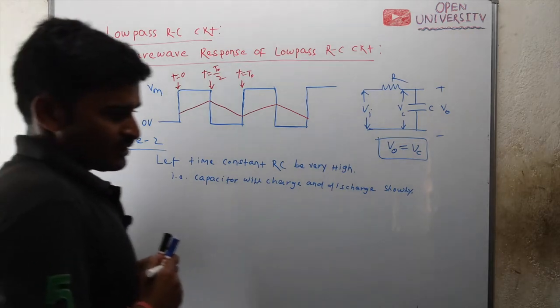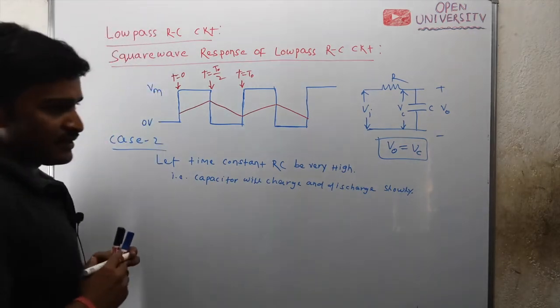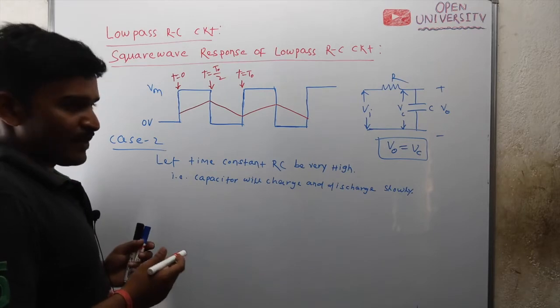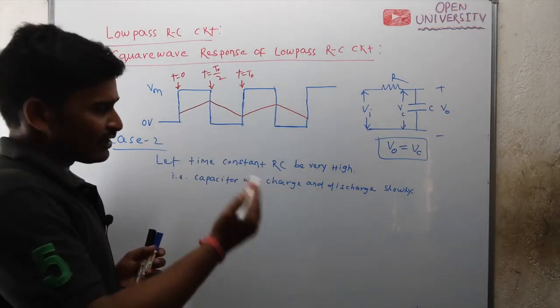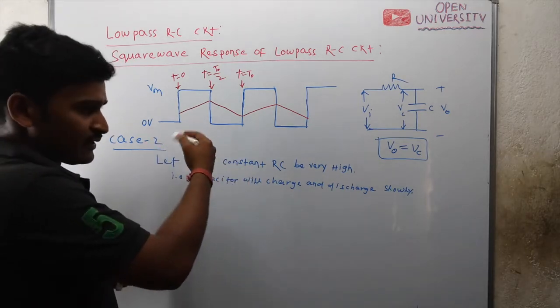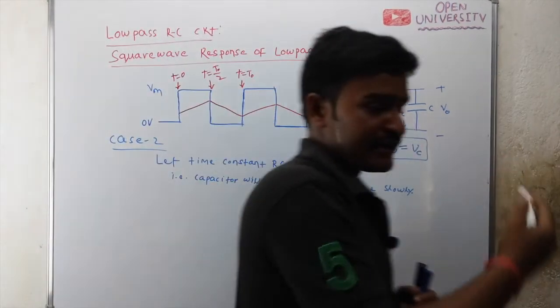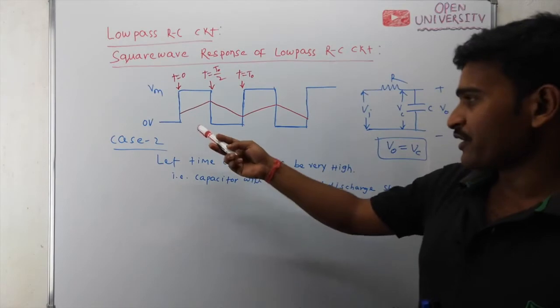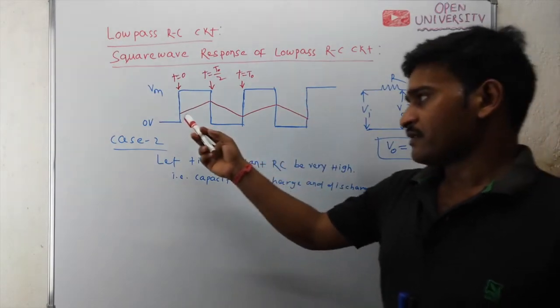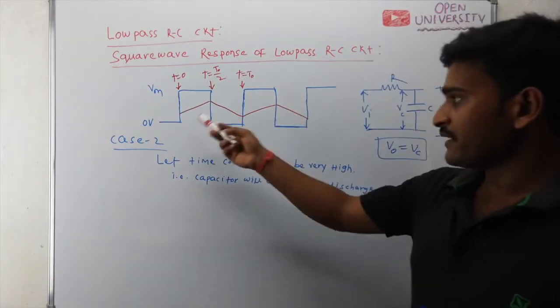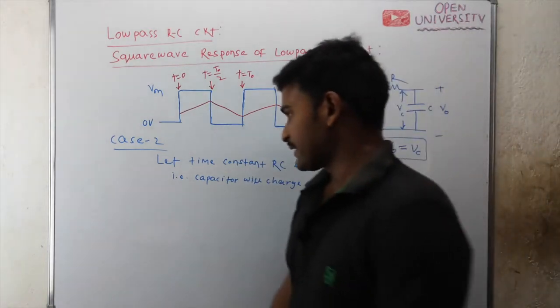And since the time constant is very high, the capacitor voltage will increase very slowly. I am showing this increase in capacitor voltage approximately as a linear increase. Instead of showing an exponential increase, I am showing you a linear increase and linear decrease. Write down this point.